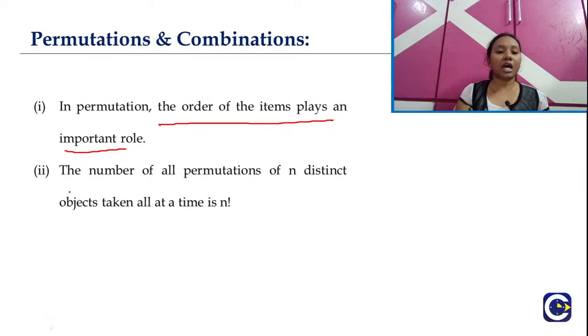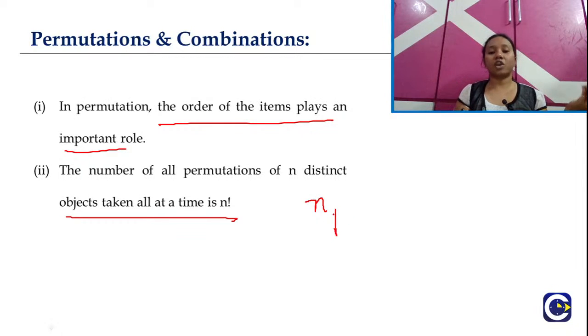Another important point: the number of all permutations of n distinct objects taken all at a time is nothing but n factorial. Just now we have seen that if we select all n objects, it will be nPn, which is nothing but n factorial. Just now we have seen how we got nPn equal to n factorial.